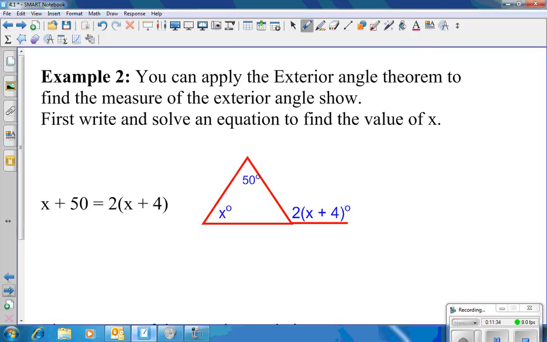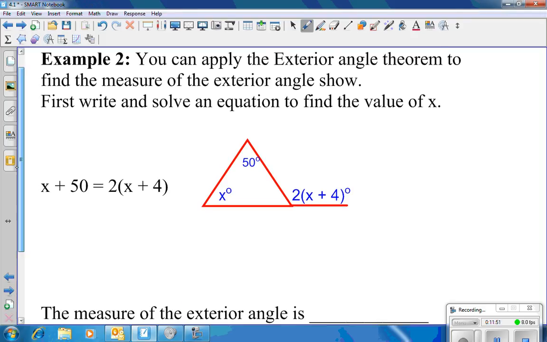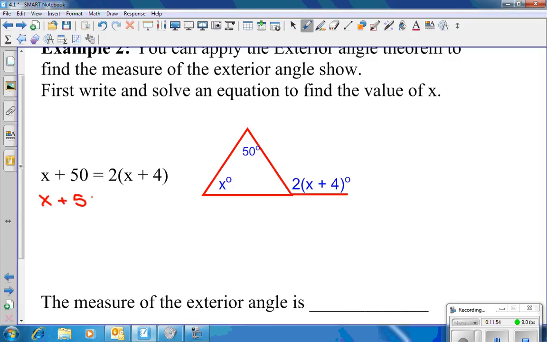All right, so example 2, you can apply the exterior angle theorem, which is saying I can add the two angles on the inside to get the opposite exterior angle. To find the measure, you want to first write out the problem. So x plus 50 equals 2 times the quantity x plus 4. And I just distribute. Remember, the 2 gets multiplied by the x, and the 2 gets multiplied by the 4. And then I get the x's on the same side, so I subtract x from both sides. I get 50 equals x plus 8. I get x completely by itself, so I subtract 8 from both sides. 42 equals x.